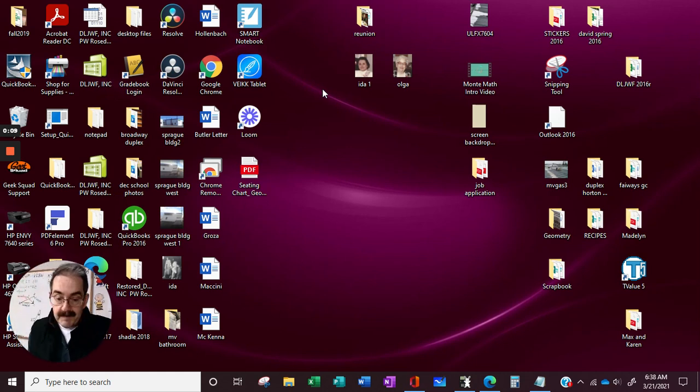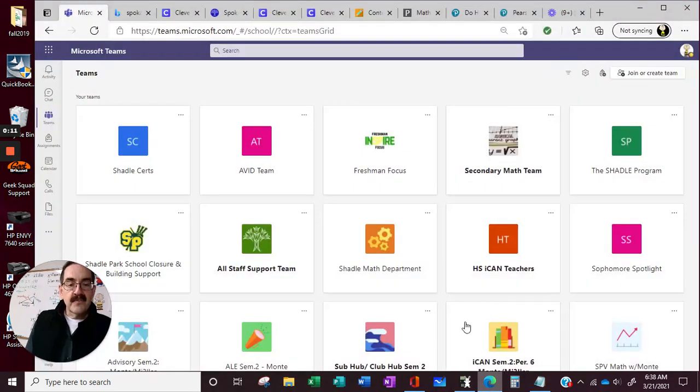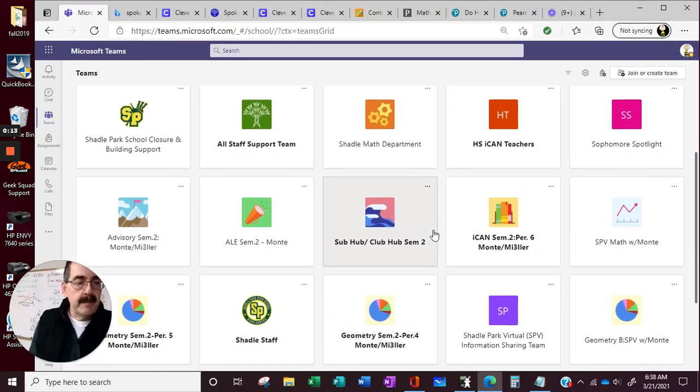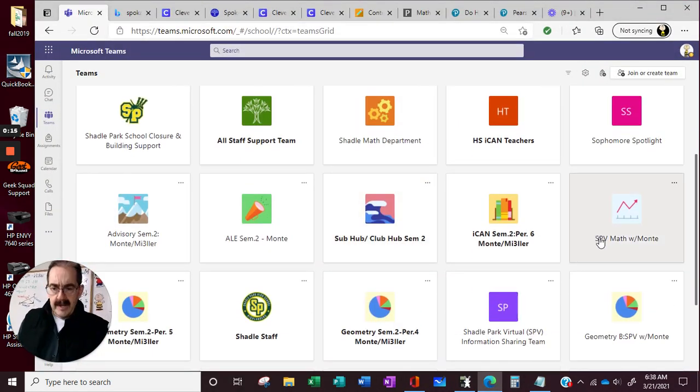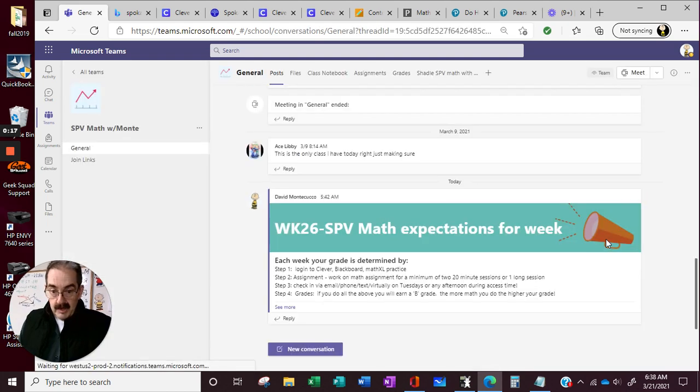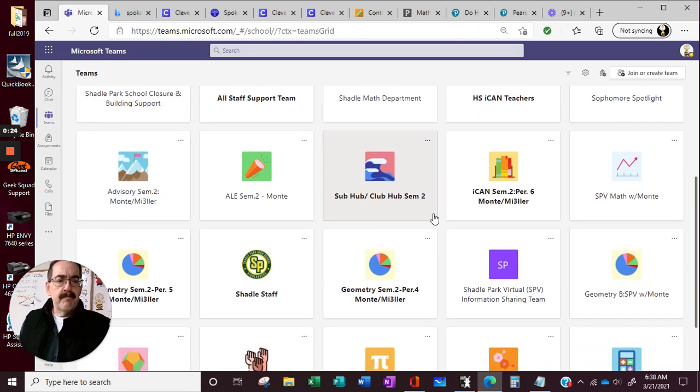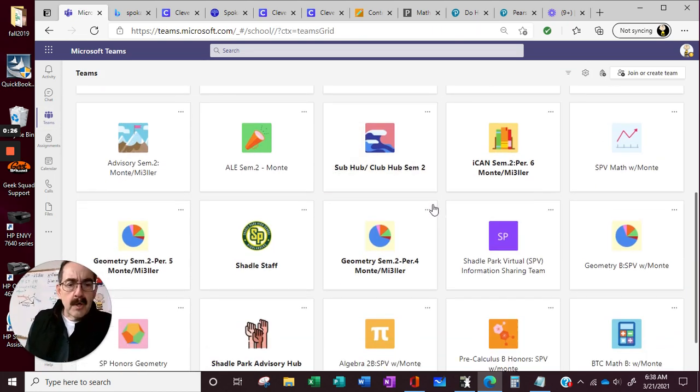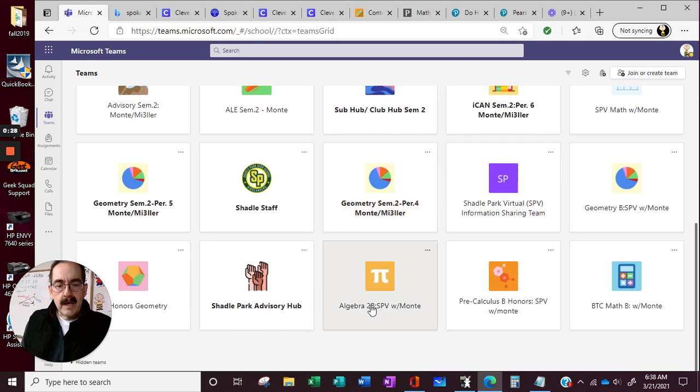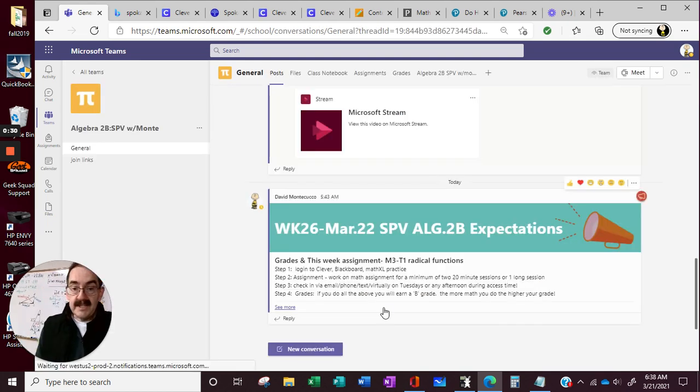Here's our week's expectations. The first thing we should do is go to Teams and know that you have an SPV Math with Monte team, with the week's expectations. But Algebra 2 is kind of a specialized class and you might need special tutorials, so let's go find our Algebra 2B SPV with Monte.